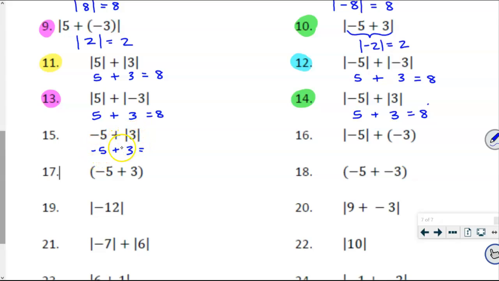The absolute value of 3 is 3, and negative 5 plus 3 is equal to negative 2. First time we've seen a negative answer on here. Why is this a negative answer? I thought we were doing absolute value. Talk with your groups. Why are we seeing a negative answer here?